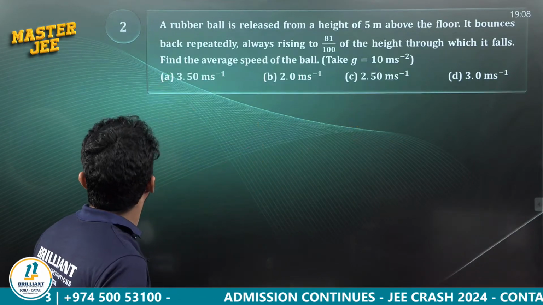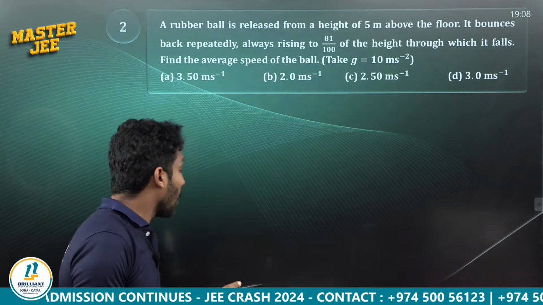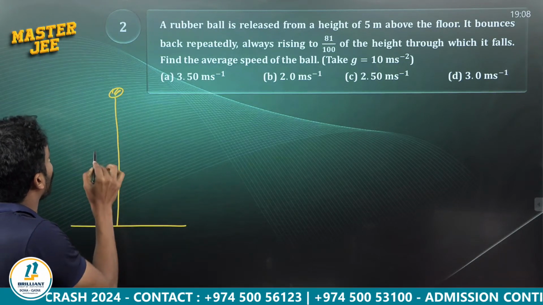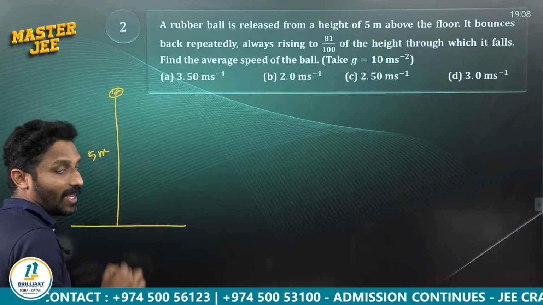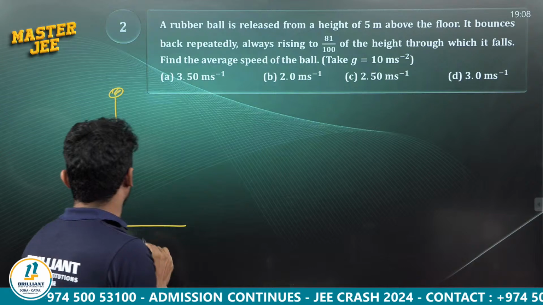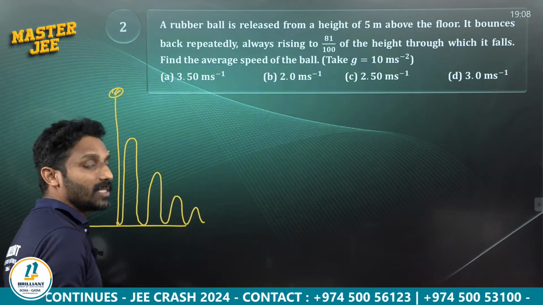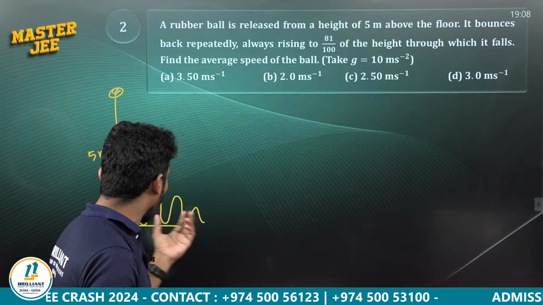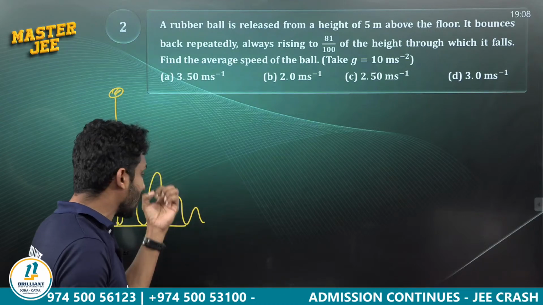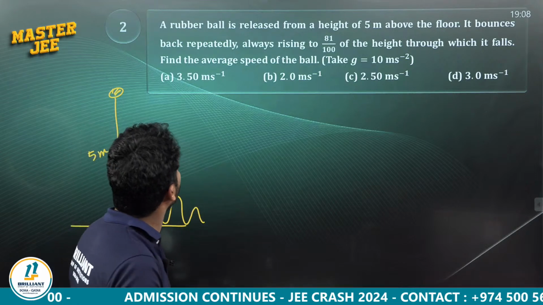Then the next one: a rubber ball is released from a height of 5 meter above the floor. Now it bounces back repeatedly, like this. Its energy goes on decreasing continuously. The collision is inelastic, that's why the energy is lost, and its height keeps reducing continuously, and finally it comes to rest.